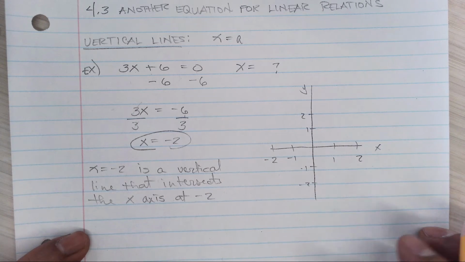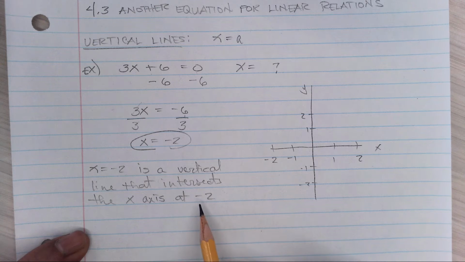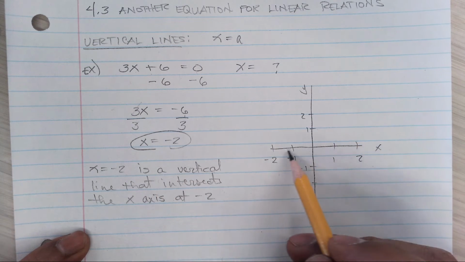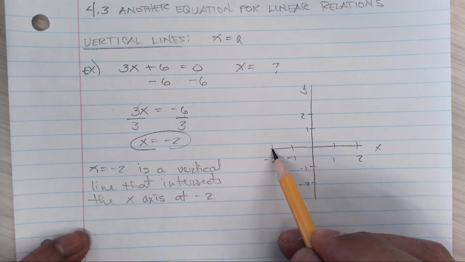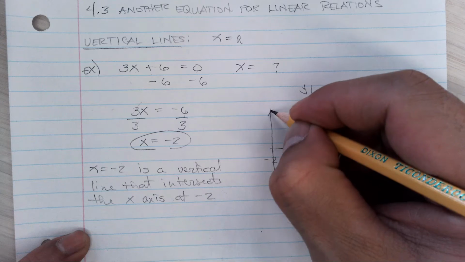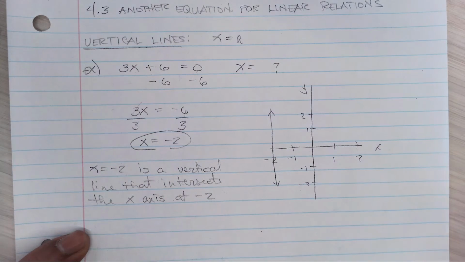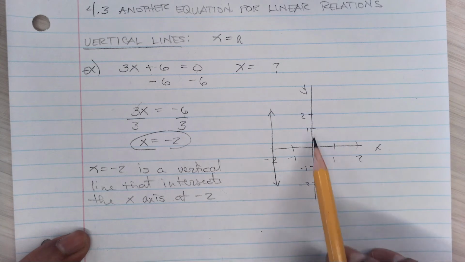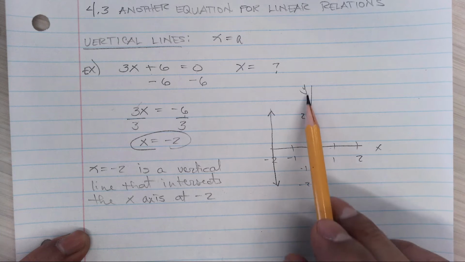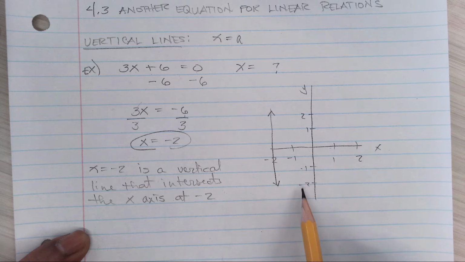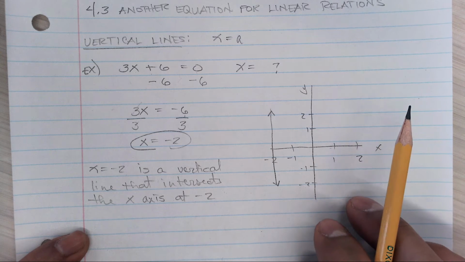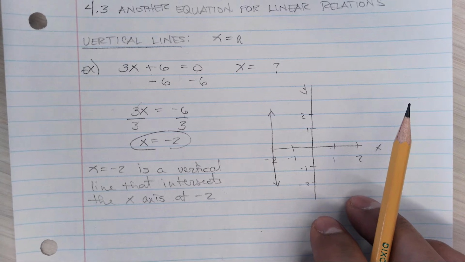Where is my vertical line when x equals -2? Well, I'm going to look for x equals -2 on the x-axis. There it is. And that is going to be a vertical line here. So again, when you're graphing, make sure you're labeling your axes and make sure you're using correct, appropriate intervals for your graph. So that's vertical lines.